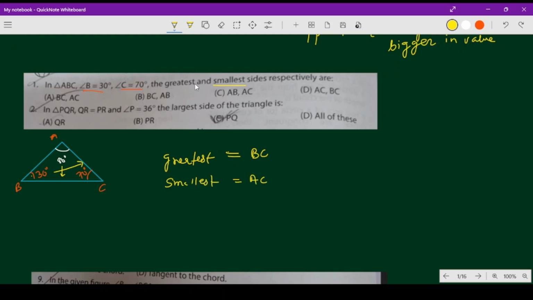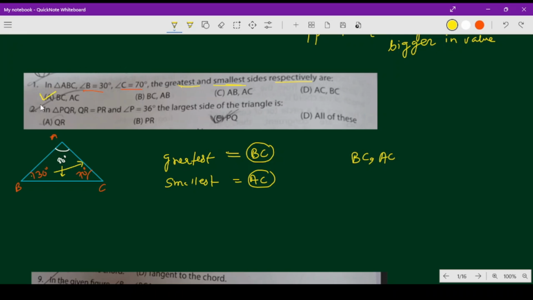AC. As the question says greatest and smallest respectively, it means we have to first look for the greatest and smallest. So greatest is BC, smallest is AC. So our answer will be BC comma AC. This is given in option number A. So option number A is correct.